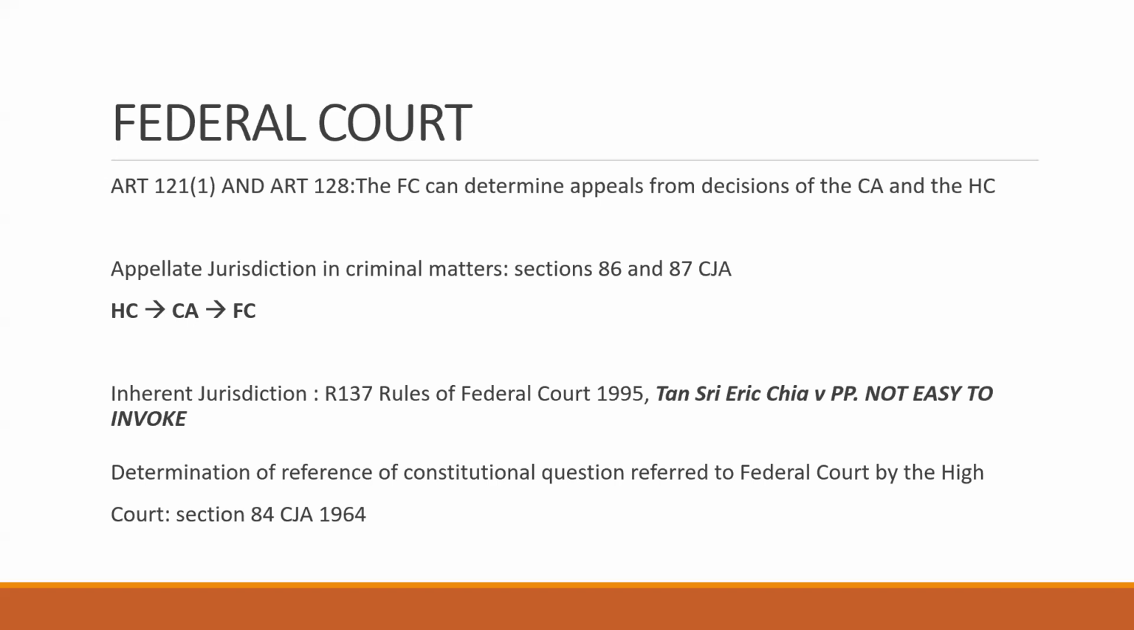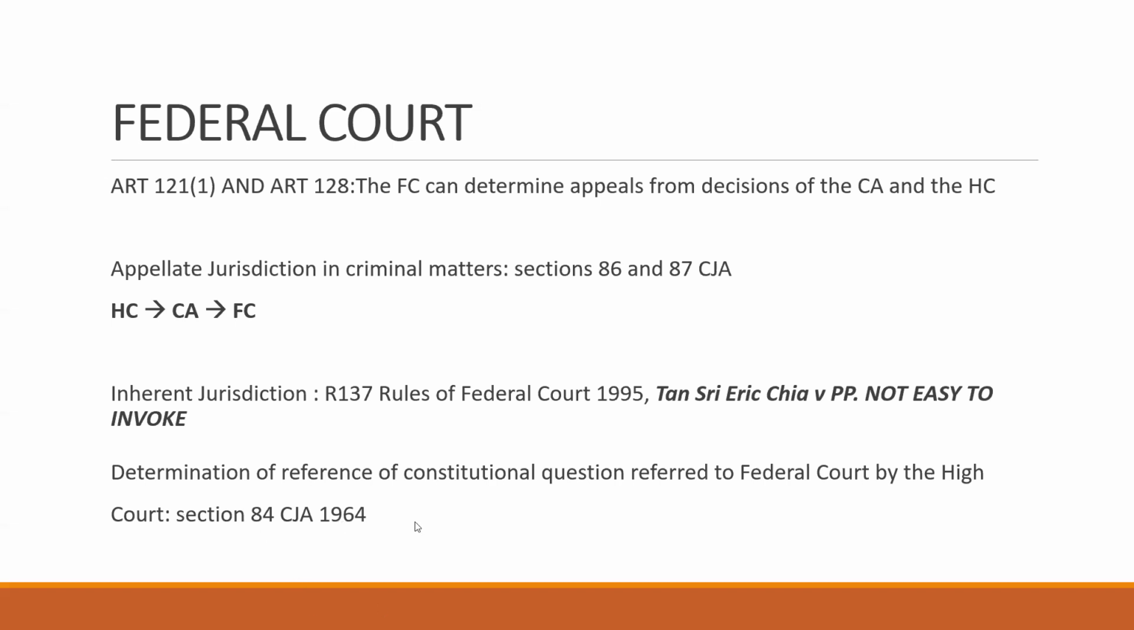Otherwise, it will open a lot of floodgates to cases that are supposed to end in the Court of Appeal to bypass it. By right, you should have two tiers of appeal. Okay, lower court, high court, Court of Appeal, habis. But if you open up and you use this inherent jurisdiction, Rule 137, very often, then all the cases that are supposed to end in Court of Appeal, they have another chance to go to Federal Court. So it's not easy. Okay.